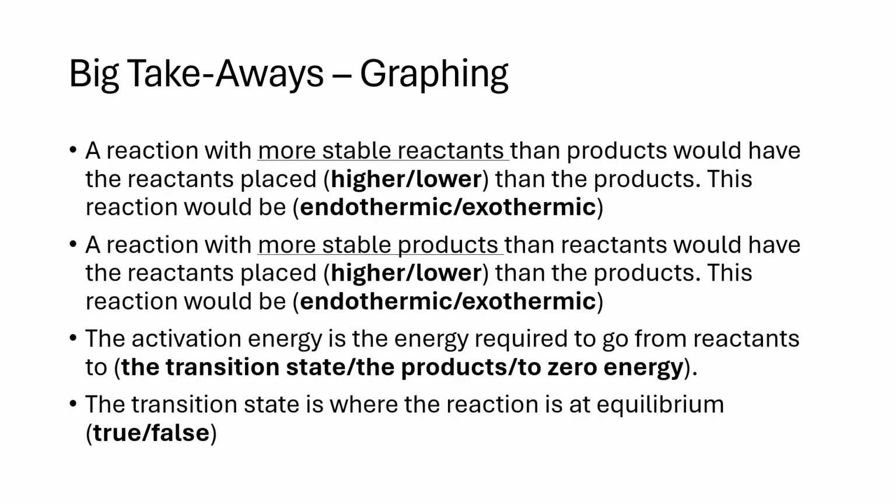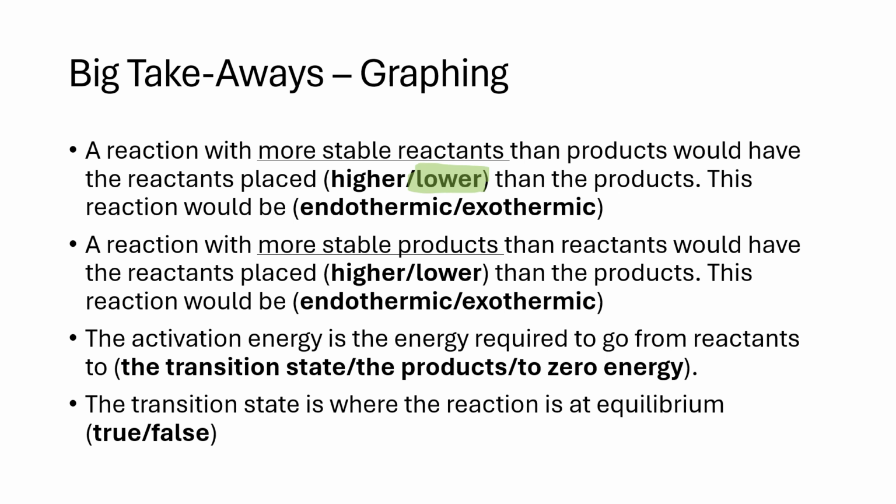Same thing here with the graphing side. I'm going to pause. I want you to spend time going through these statements yourself, saying true, false, higher, lower, endo, exo, whatever, and then we'll come together and talk about it. Okay, let's talk about it. So for a reaction with more stable reactants than products, the reactants need to be lower than the products.